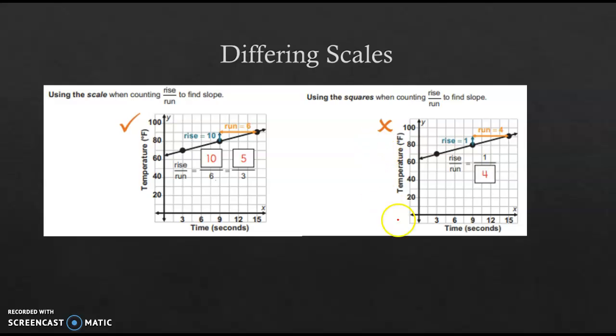If I were looking at the same graph just to count using squares, then I would come up with 1/4, which is not the same. That's where we have to be careful, making sure that we're counting the interval and not just the boxes. So this is just to pay heed to the warning.